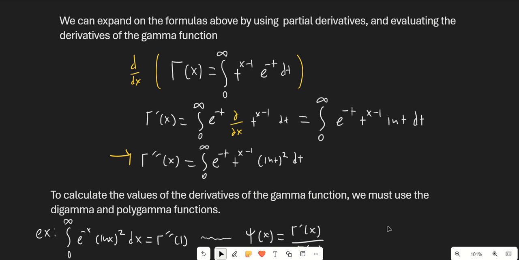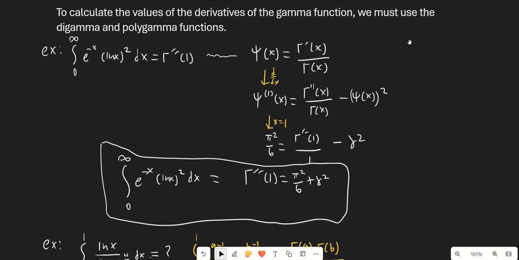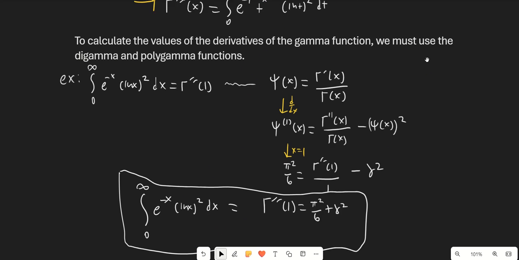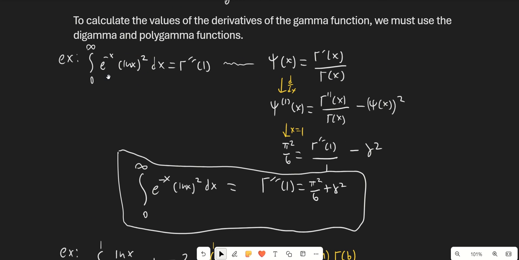And if we differentiate again, we get natural log squared, and so on and so forth, as you might imagine. So let's look at an example right here. Notice we have this natural log squared, which means we'll be looking at the second derivative of the gamma function. And in this case, we don't have any t to the x minus 1, so that means that our x is 1. So this means that this integral right here is equal to gamma double prime of 1.